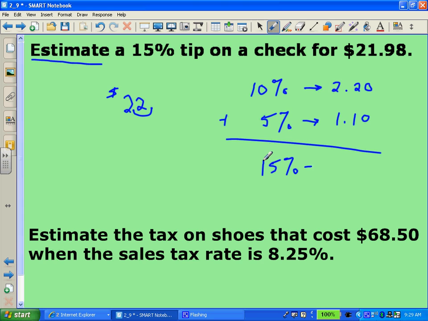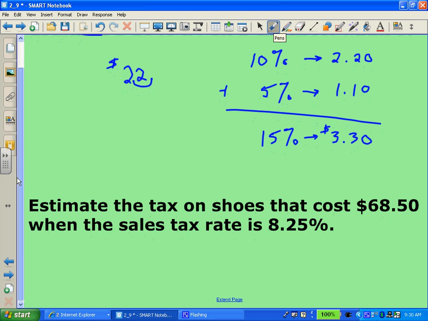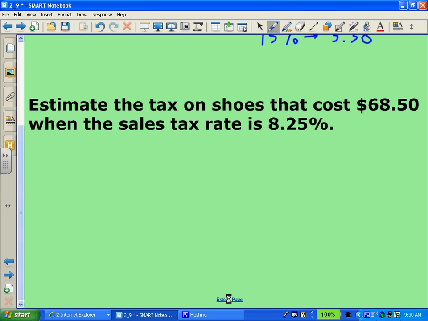Now if I add those, that means that 15% would be $3.30. So that's how much tip I would want to leave, approximately, if I wanted to leave a 15% tip on that check. Okay, and that was really easy. I could have done that in my head, but this would be the work that you would show.